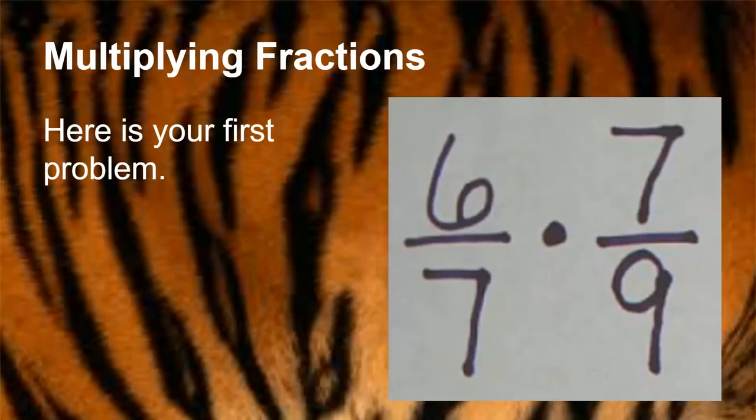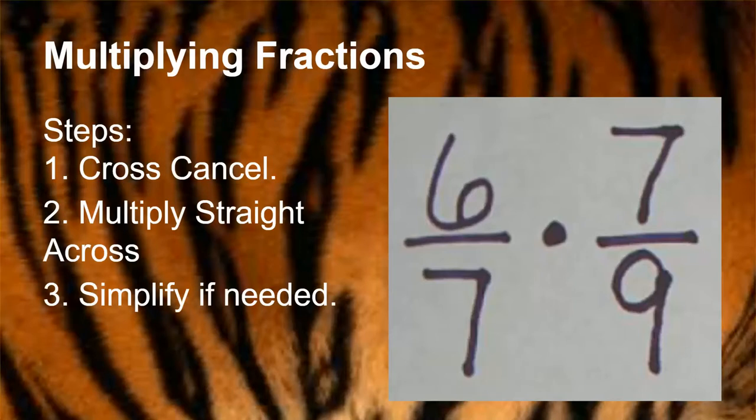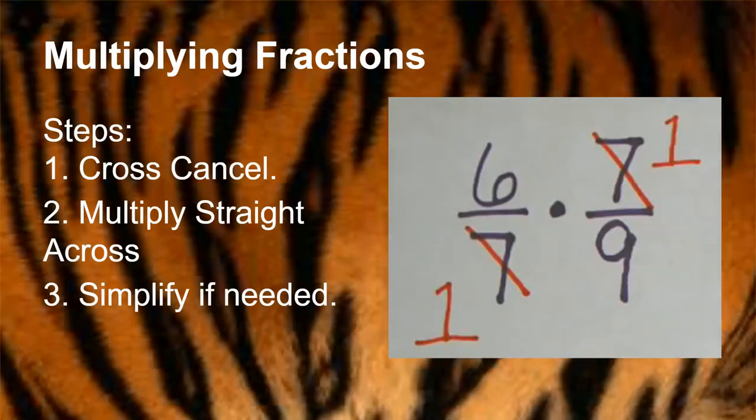Here's your first problem. 6 sevenths times 7 ninths. First, let's see what can cross-cancel. Well, the 7 and the 7 each become a 1 because they can both be divided by 7. You can always cancel one thing from the top with one thing from the bottom in a multiplication problem.